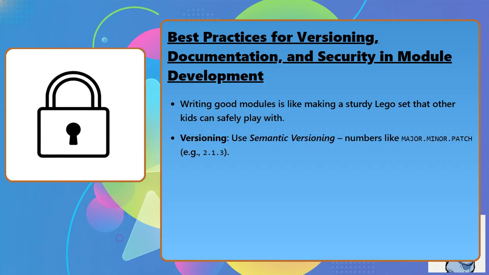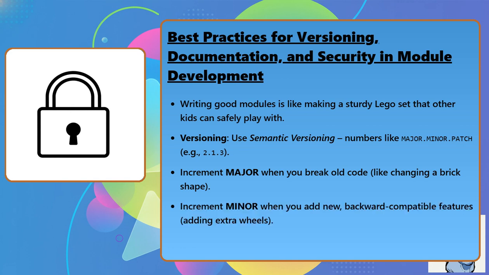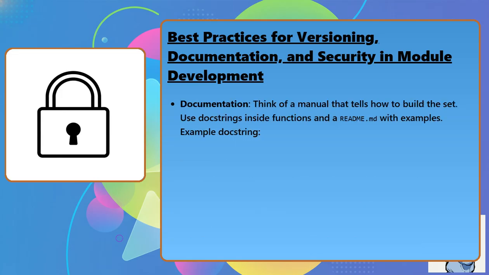Writing good modules is like making a sturdy Lego set that other kids can safely play with. Versioning: use semantic versioning, numbers like major.minor.patch, for example 2.1.3. Increment major when you break old code, like changing a brick shape. Increment minor when you add new backward-compatible features, adding extra wheels. Increment patch for tiny bug fixes, fixing a loose screw.